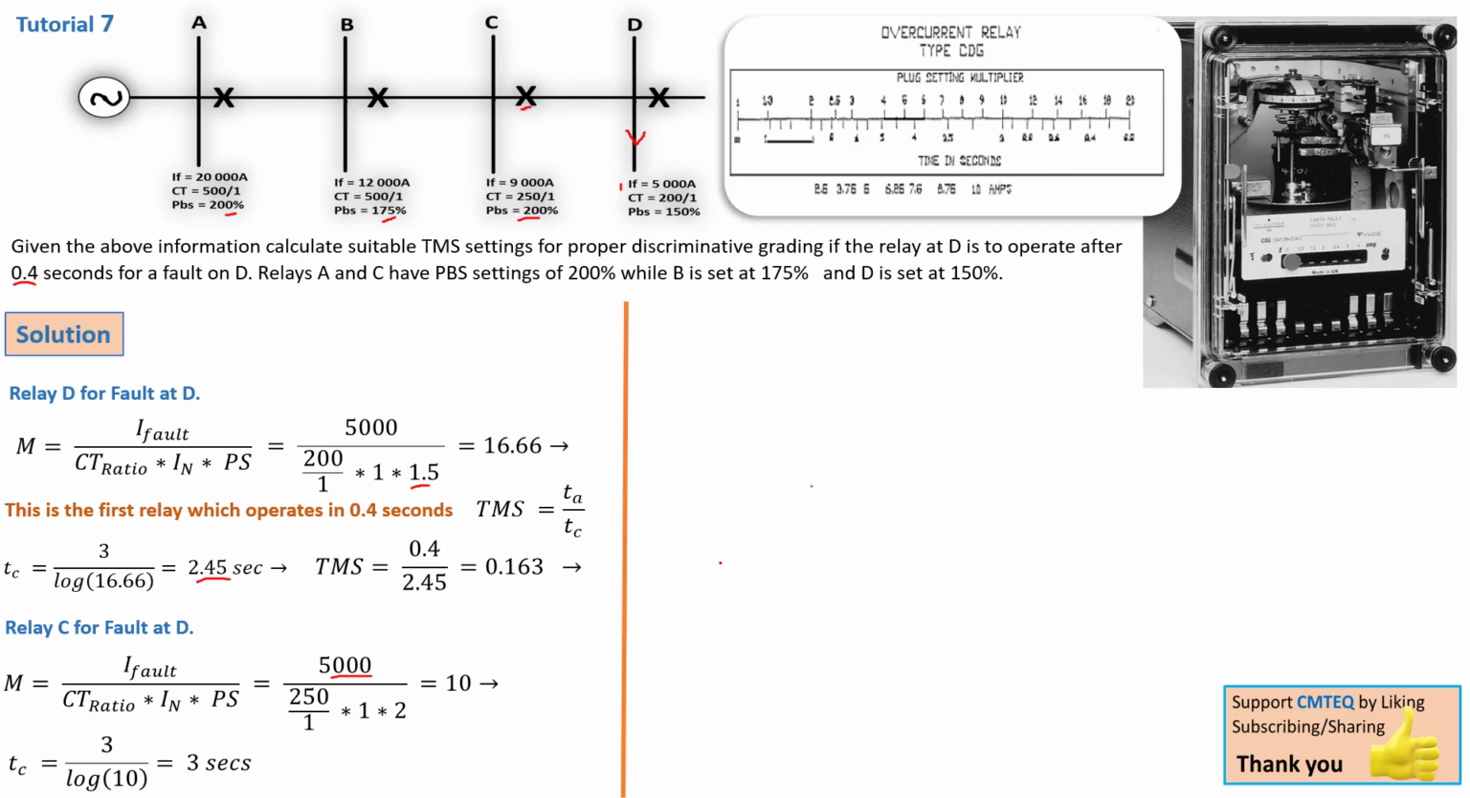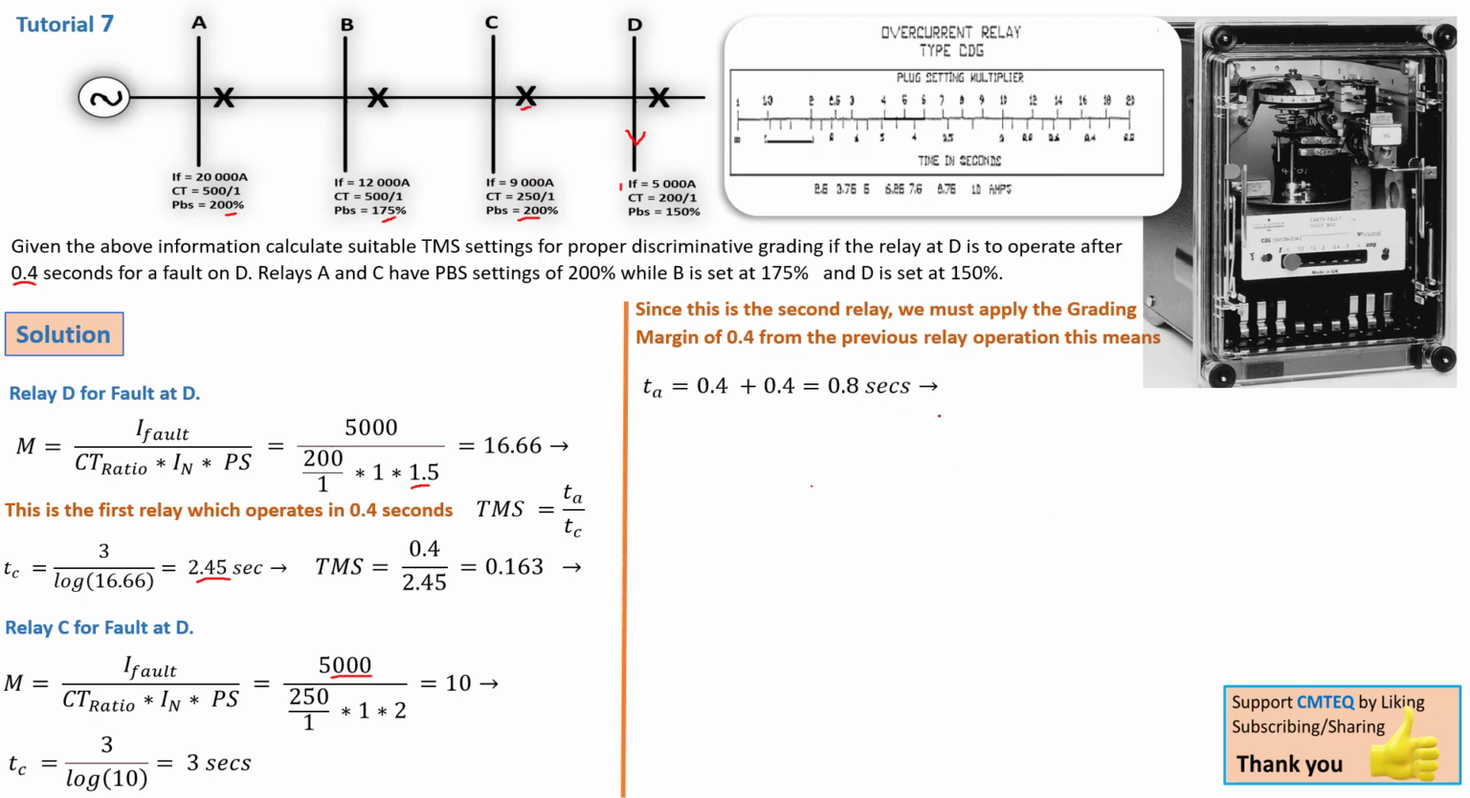But we don't know TA, the actual time. Relay D's TA was given as 0.4. But how are we going to get the actual operating time for relay C? Since we are operating on a grading margin, that means 0.4 seconds is the actual time for each relay. So that is the time to be added. We take the actual time for relay D, that is 0.4, plus the actual time of this relay. We add them together, and that gives us 0.8 seconds.